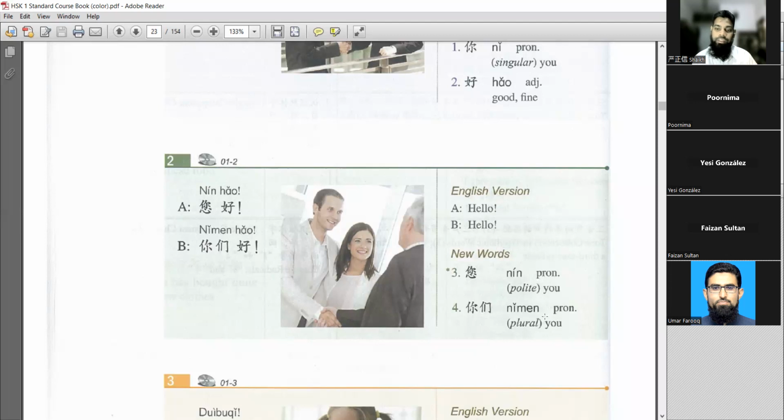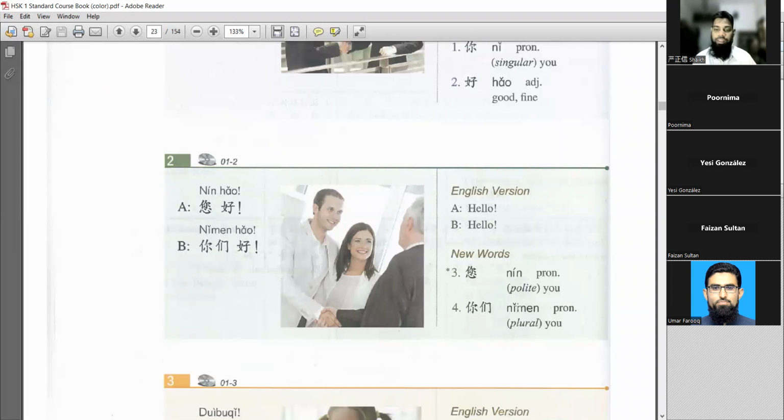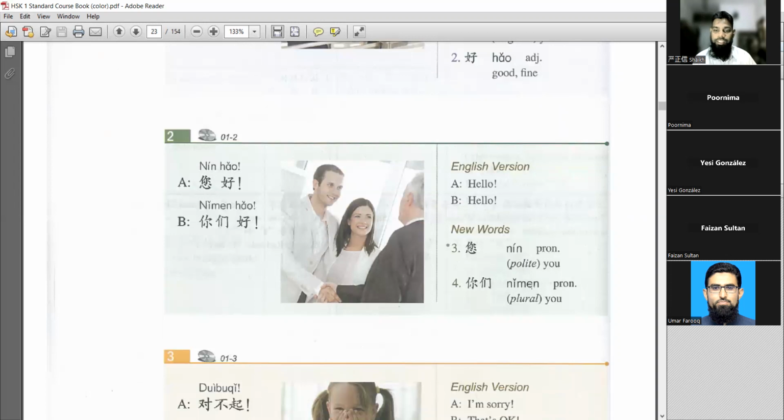Nimen means you, but this is the word for the plural. If there are two persons, then you have to use the word nimen. You will not use the word ni, because ni is just for one person, for a singular person. So this is nimen, and this nimen combines with hao, and it becomes nimen hao, and this is again a hello, but this is a hello from a singular person. It means a singular person is addressing two persons or more than two persons.